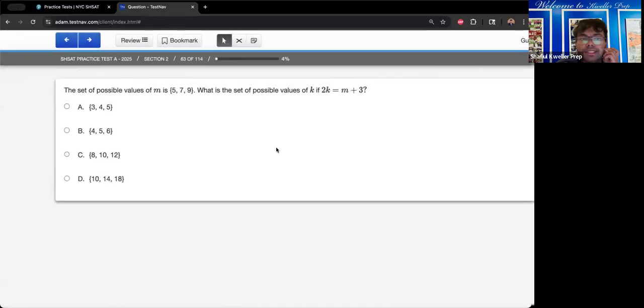Okay, what's the set? Okay, this is easy. So, what's the set of possible values of k if 2k is equal to m plus 3? They give you values of m, you just plug it in. So, let's say m is equal to 5, m is equal to 7, m is equal to 9.